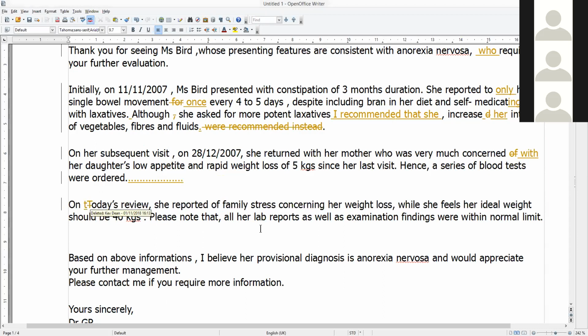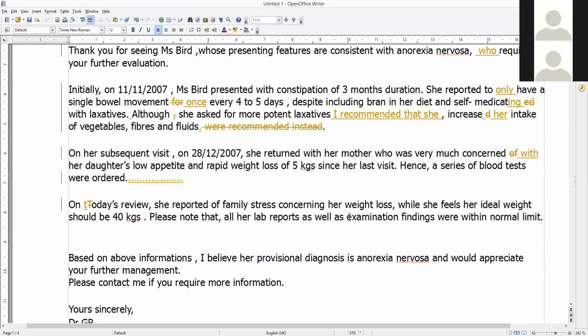She reported family stress. Well, again, she reported her family was concerned, or are concerned. Well, no, reported. So yeah, reported speech would go into the past. She reported her family were concerned about her weight loss, or over her weight loss. However, she feels her ideal weight should be 40 kilograms.